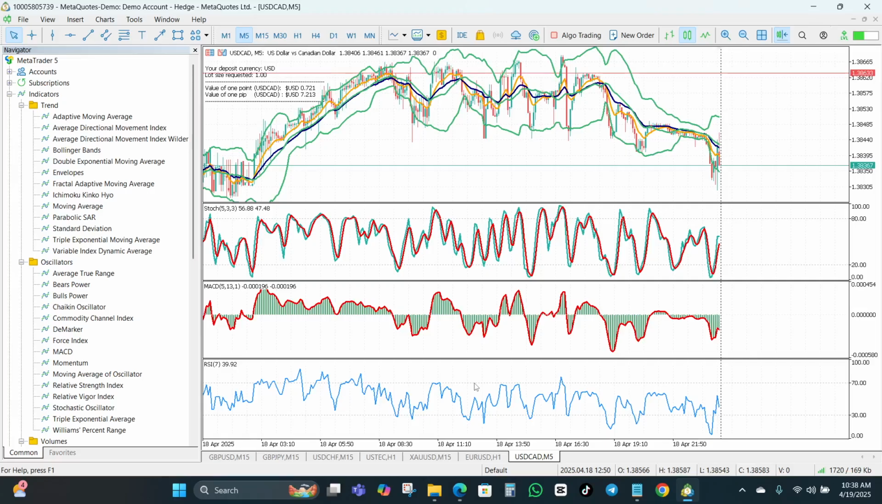So you can look for divergences or extreme levels, like 70, 30. Remember, when the RSI gets to 70 it is an overbought condition. When it gets to 30, it's an oversold condition, right? So you want to look for buy opportunities when the RSI is crossing above 30, and look for sell opportunities when the RSI is dropping below 70.